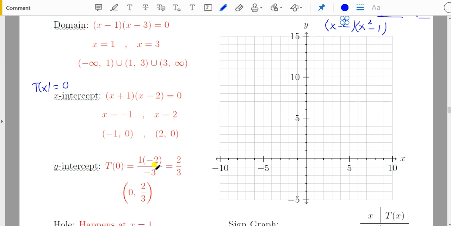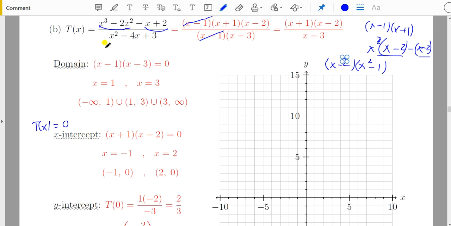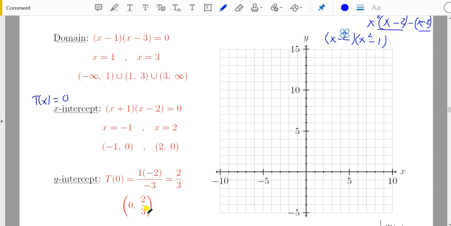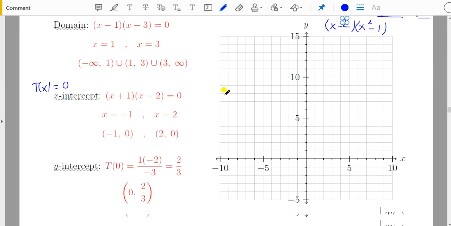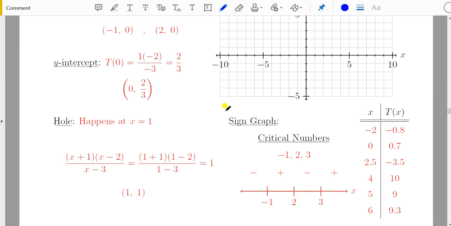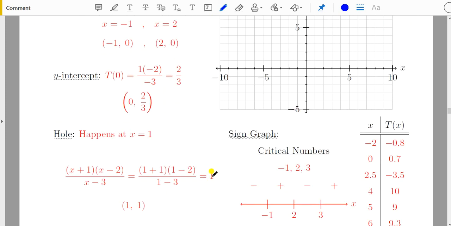For the y-intercept, we let x be 0. So I substitute x to be 0 here, 0 here, 0 here. I get 2 over 3, or (0, 2/3) is the y-intercept. And the hole happens when x is equal to 1, as I mentioned here. In order to find the hole, we take x to be 1, and we substitute that back in the final expression, 1 here, and 1 here, and 1 here, and find what the y value is, which is also 1. So (1, 1) is the hole.